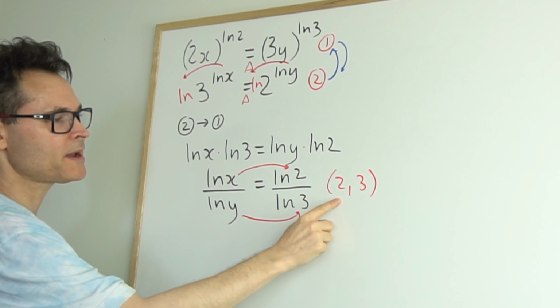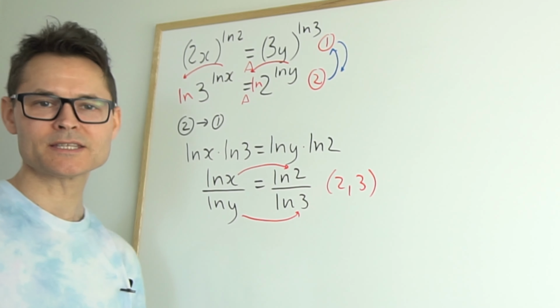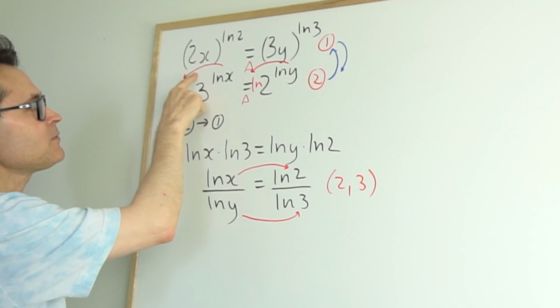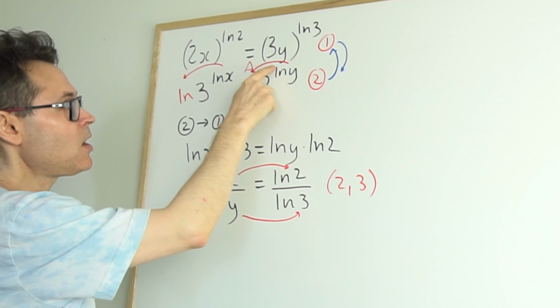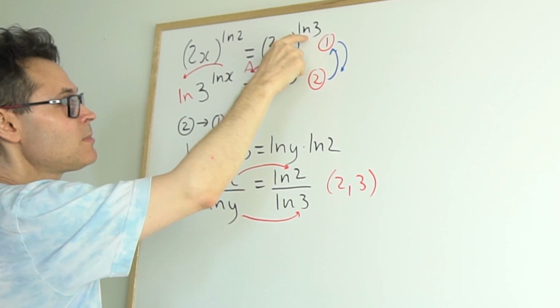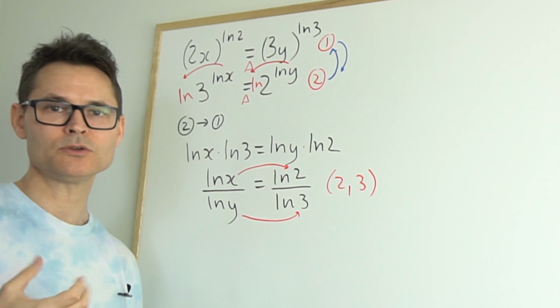But upon inspection, if I put a 2 where the x is and a 3 where the y is, I know that's not going to balance it. First off, I'm going to get a 4 here and a 9 here in the bases. And 4 is smaller than 9, and ln 2 is smaller than ln 3, so I know that's not going to be a solution to the first equation. Okay, so what can I do from here?